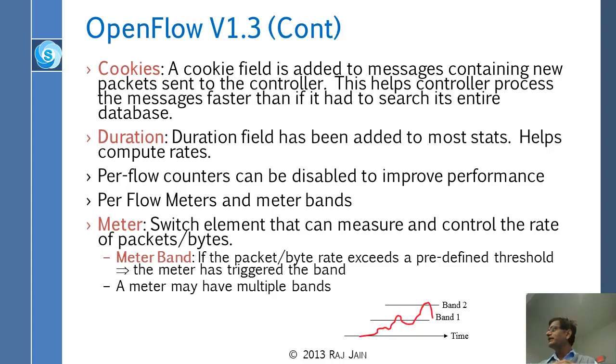So these meters and meter bands. Meters are simply the rates, and the bands are thresholds. Meter may have multiple bands. Anybody has a question about that? So there could be a lower band, a lower level also below which the bandwidth should not fall, or are they all upper bands? No.